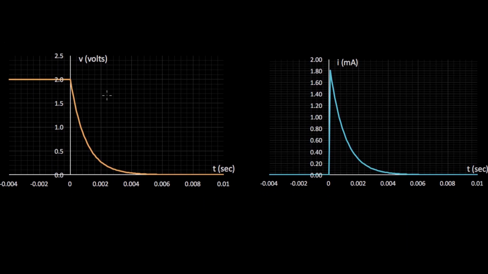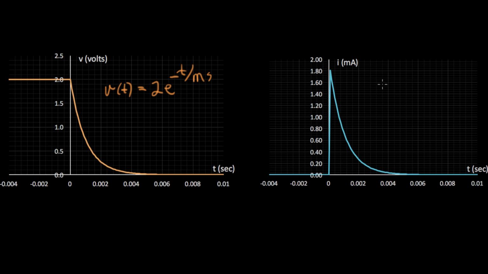This is V of t on this side, equals 2 e to the minus t over 1 millisecond. And you can see it starts at 2 volts and then sags down as we predicted. And that's an exponential curve.